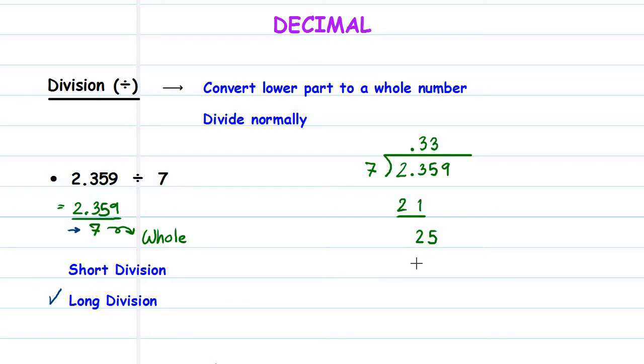7 times 3 is 21. 25 minus 21 will give us 4. Now we can pull down the 9. And 7 times 7 is gonna give us 49. And that is it. So the answer is gonna be 0.337.